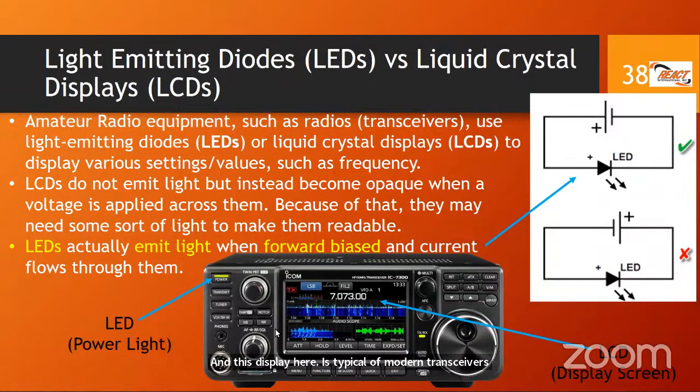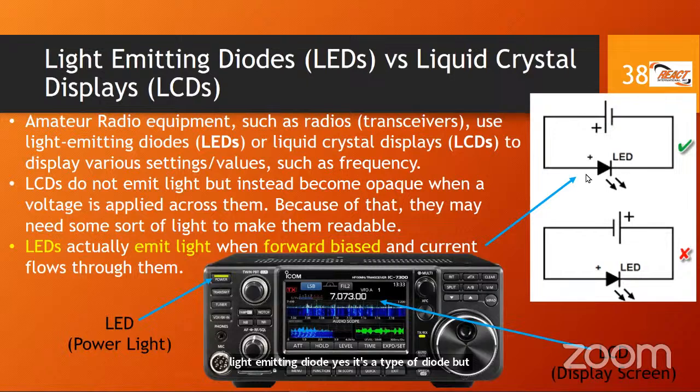These displays often comprise liquid crystal displays, or LCDs, but there are also other types of indicators, like lights. For example, this is the power button here, and it is glowing, lit up in a green color. This is not an LCD, not a liquid crystal display. This is an LED, a light emitting diode. Yes, it's a type of diode, but when forward biased, it will give out light.